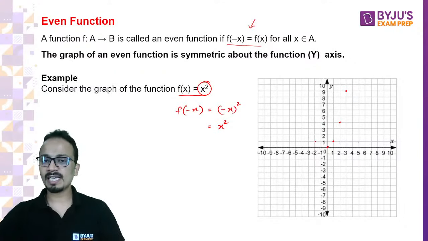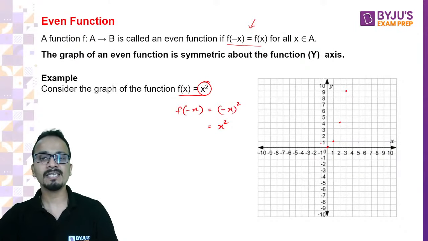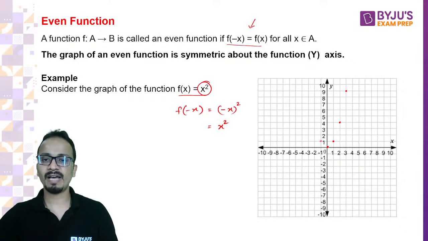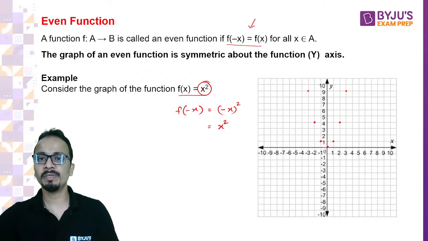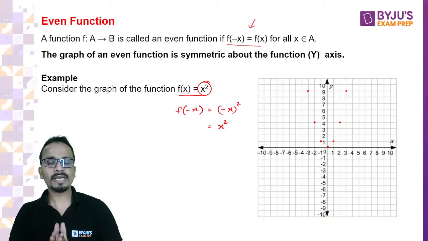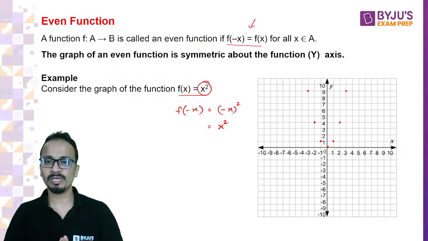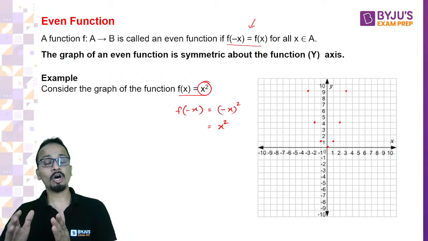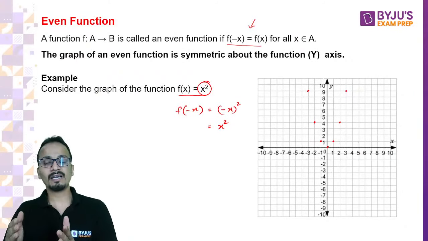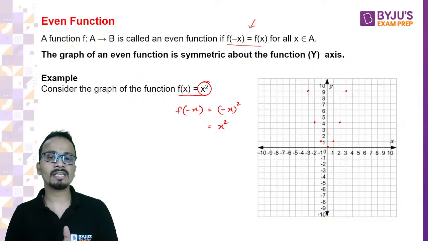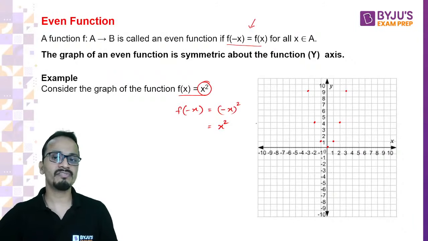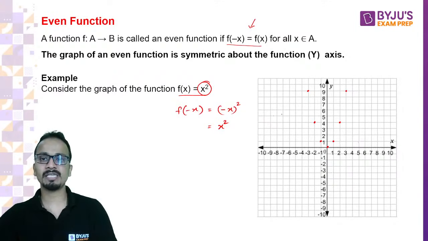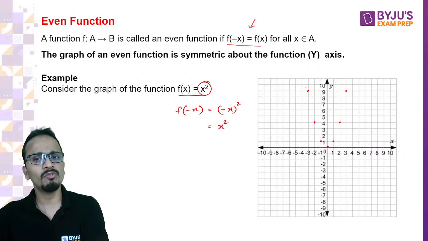So if I go towards the left hand side of these axes, at x equal to -1, the value of x square will be equal to +1. At x equal to -2, it will be +4. At x equal to -3, it will be +9. So as you can observe with these values, I can say that the graph on the right hand side of y-axis is exactly the same as on the left hand side of y-axis. So it can be said that it is symmetrical about y-axis.